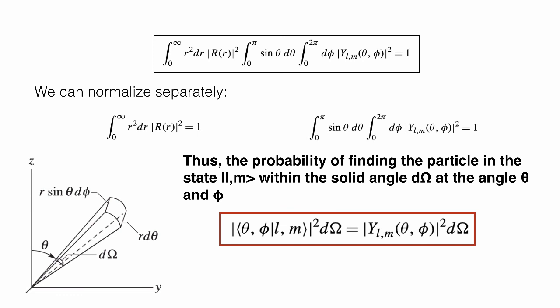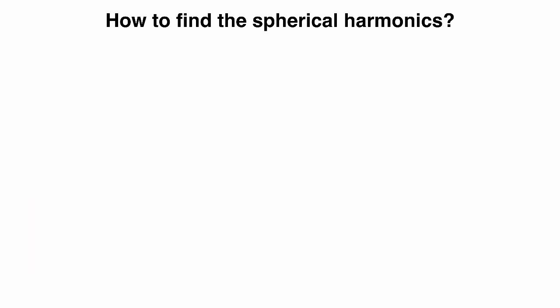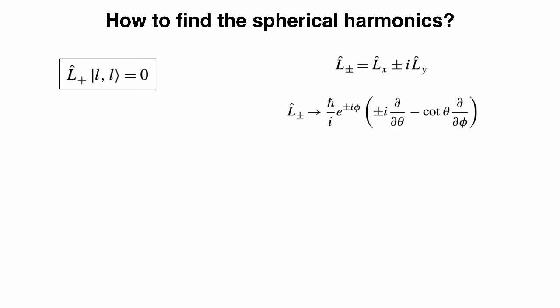So you have to think about this in 3 dimensions. How do we find the spherical harmonics? Well, by solving the differential equation. There are many ways to do it, but an easy way is to use L plus. Remember the raising operator? We cannot raise the maximum value of m, which is L. I mean, we can, but then we get 0. That's what the equation in the box says.